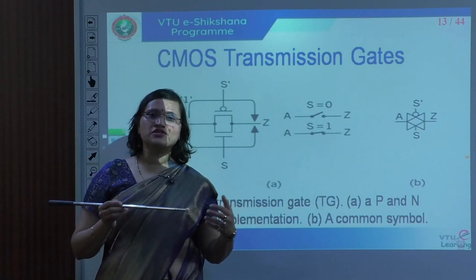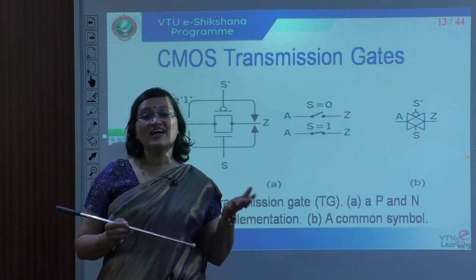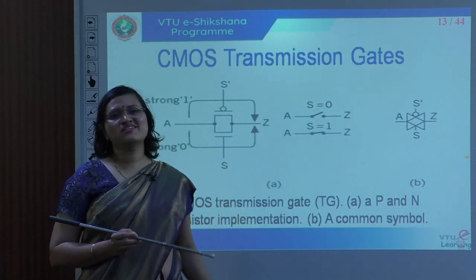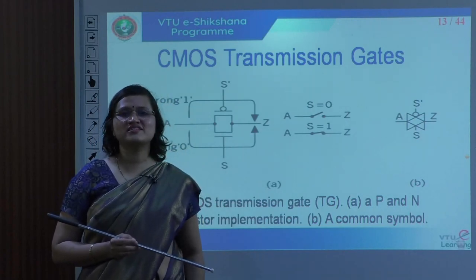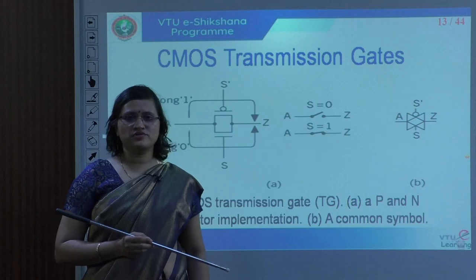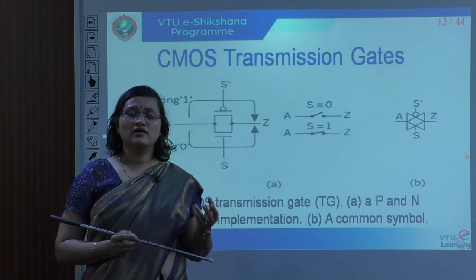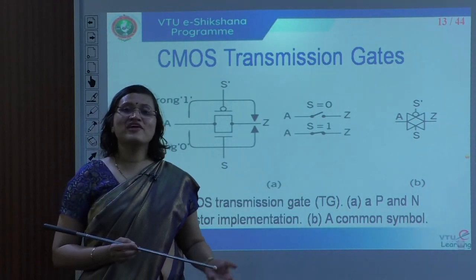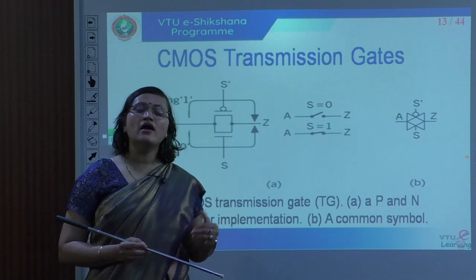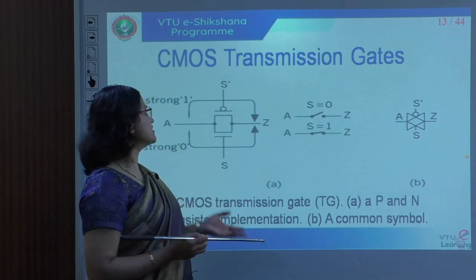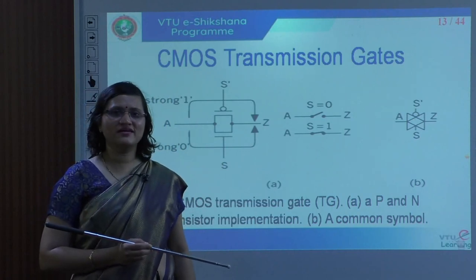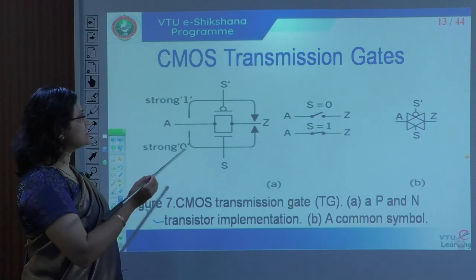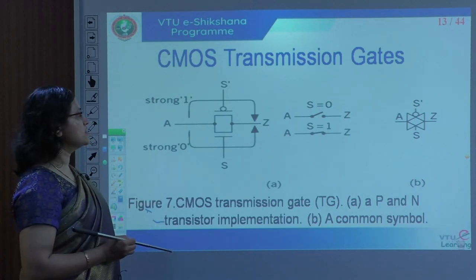Because it is not showing exactly 0 volts, it is showing the threshold value, that is VTP. So NMOS transistors give a strong 0 and PMOS transistors give a strong 1. Suppose we want to get both strong 1s and strong 0s, then we combine both NMOS and PMOS transistors, and that results in a transmission gate. So we will see how this transmission gate works.